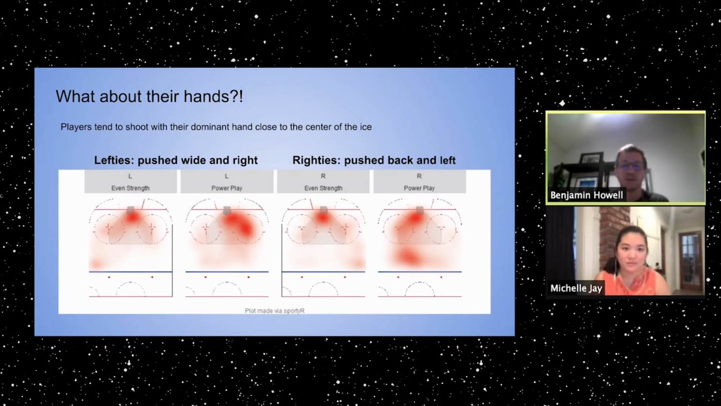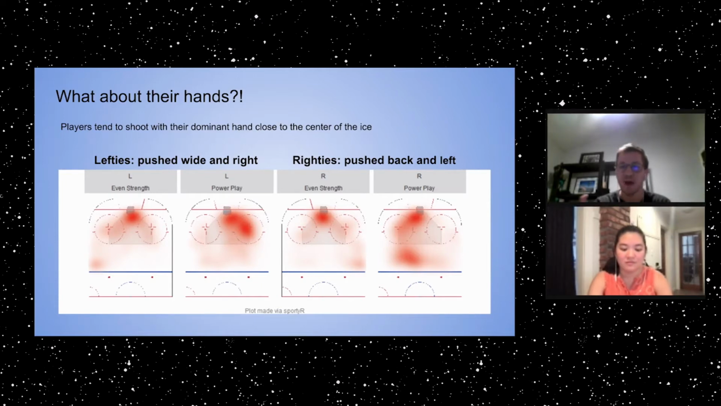Here on this slide, we're looking at where players shoot and breaking it down by situation on the ice. What was really surprising to me was that when we broke it down, especially lefty versus righty and in power play situations or not, there was a very clear pattern that appeared that I was not particularly expecting to find. And that was that lefties tended to shoot from the right side of the ice, while righties tended to shoot from a little bit further back and from the left side of the ice.